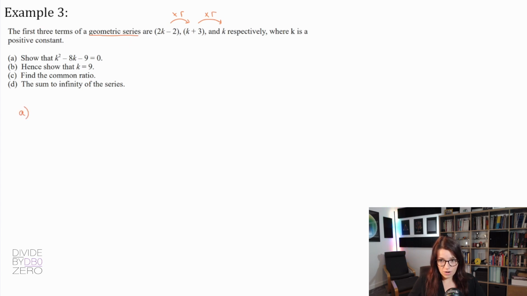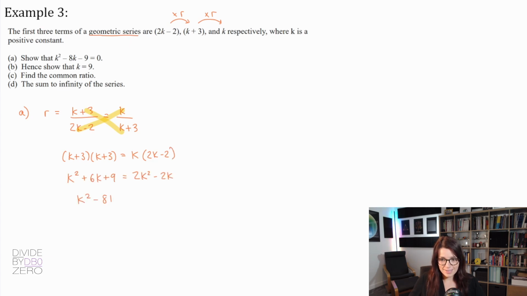That means r would be equal to k plus 3 divided by 2k minus 2, but it's also going to be equal to k divided by k plus 3. You've now set yourself up an equation which you can solve for k. My preference would be to cross multiply here. When I do that, I get this, and then I expand and simplify. I then rearrange to get a quadratic. That's what they're looking for, so we're done.